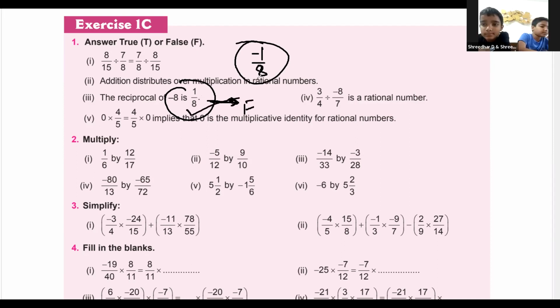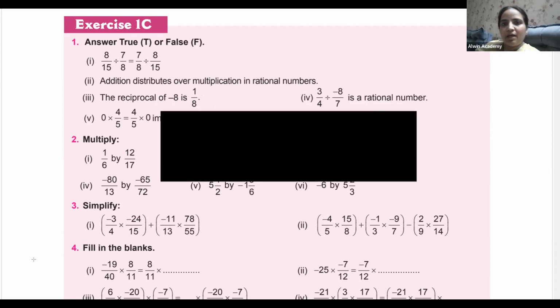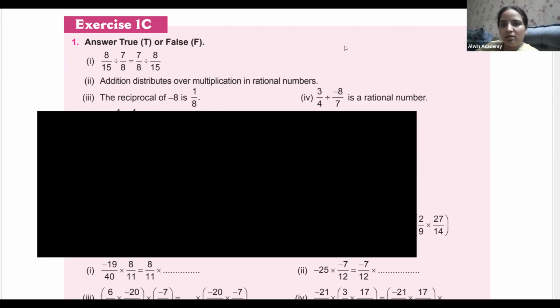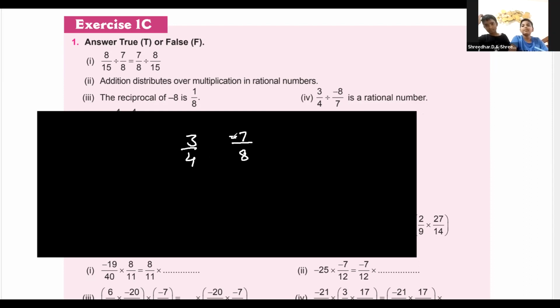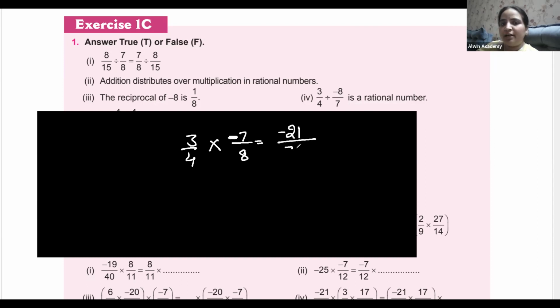Let's do the fourth one, beta ji, quickly. 3 by 4 divided by minus 8 by 7 is a rational number, they're asking us. Do you people remember how to divide rational numbers? You flip the second fraction always, right? So 3 by 4, you flip the second one, you make it negative 7 by 8. I have told you to keep the negative with numerator only. And you will make this division sign as multiplication sign, right? So what is the answer here? Tell me. It is negative 21 by 32.